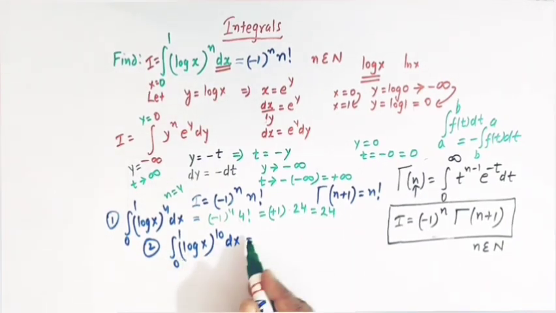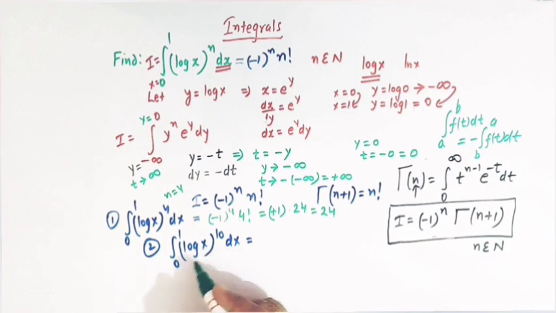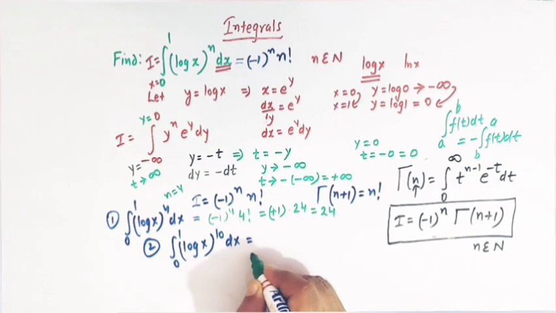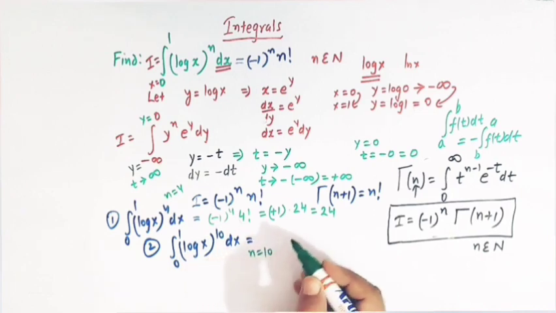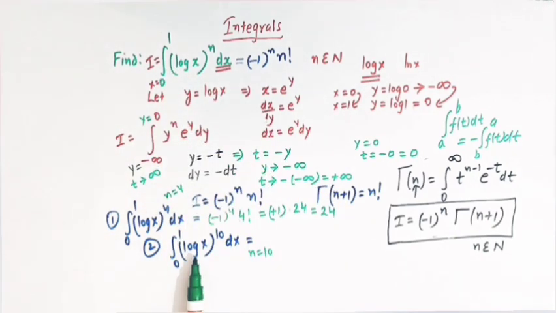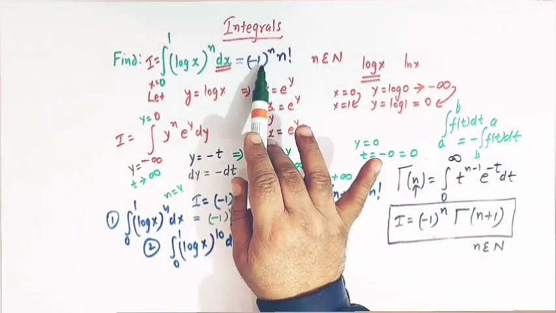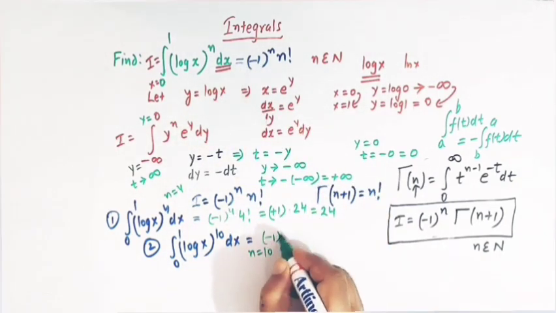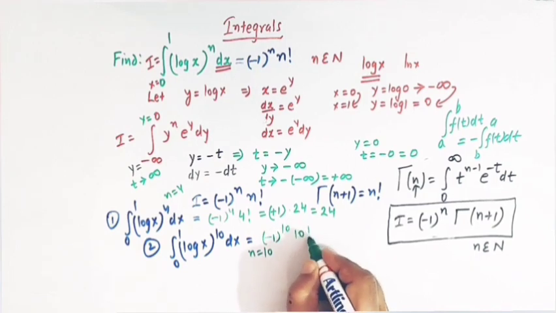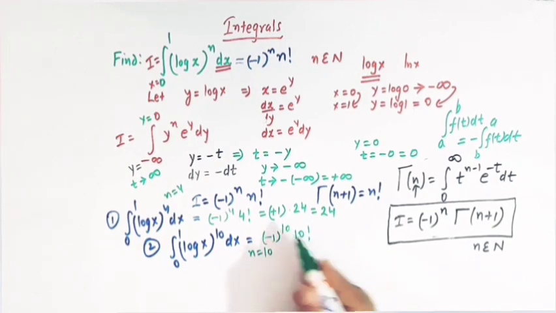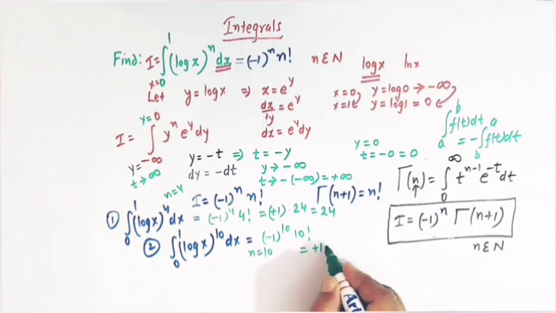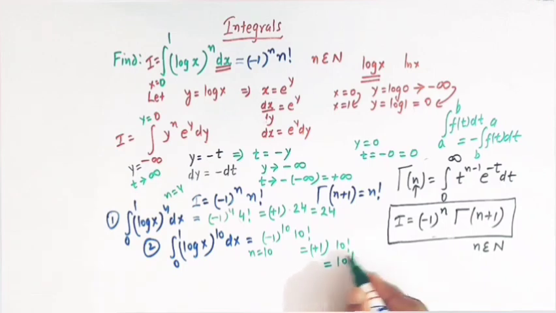Now similarly we can find out the value of this integral. Here we have 0 to 1 log x raised to 10, and 10 is a natural number, so the value of this integral can be calculated with the help of this result. So we have minus 1 raised to 10, and here we have 10 factorial. Minus 1 raised to 10 is positive 1, so this is simply factorial 10. We can calculate the value of 10 factorial.